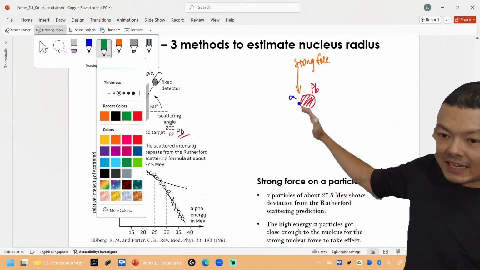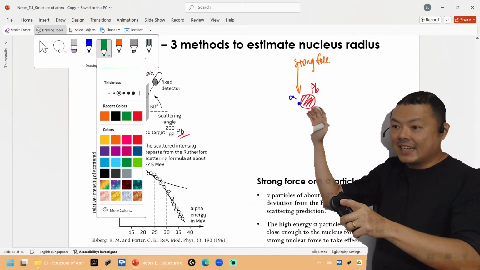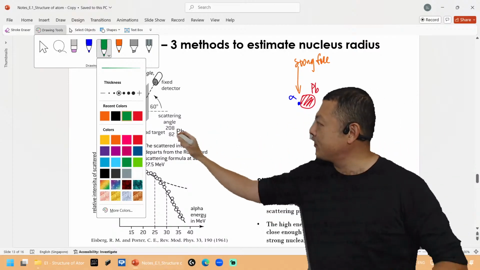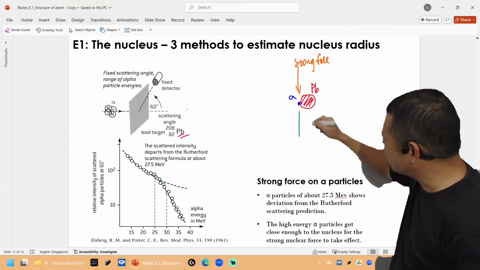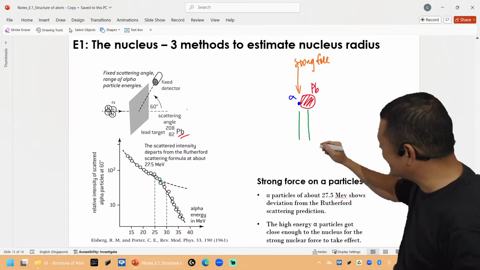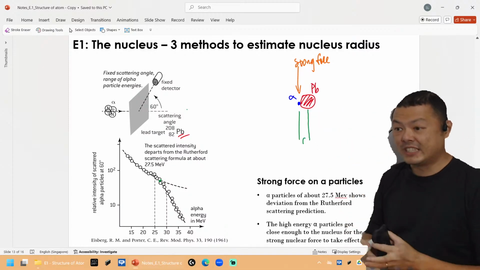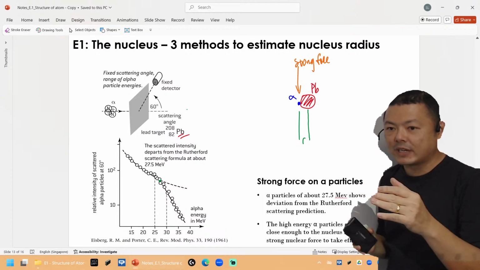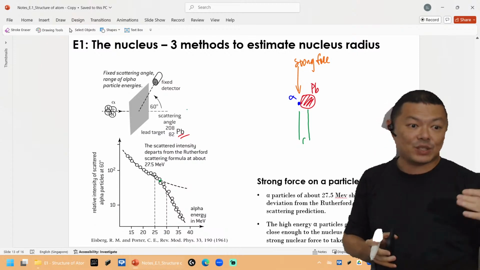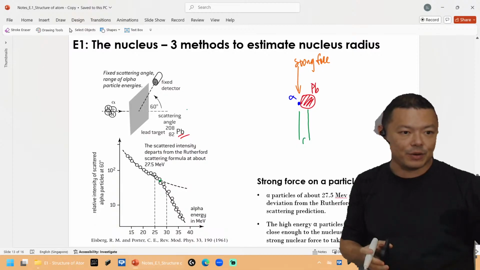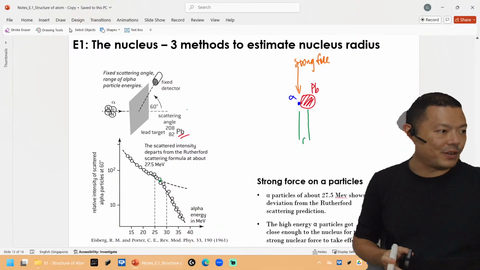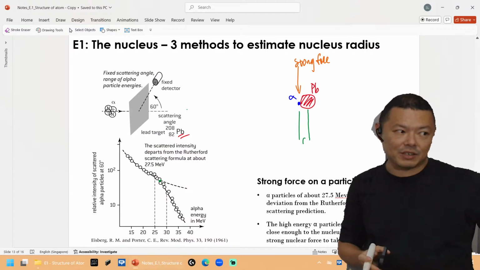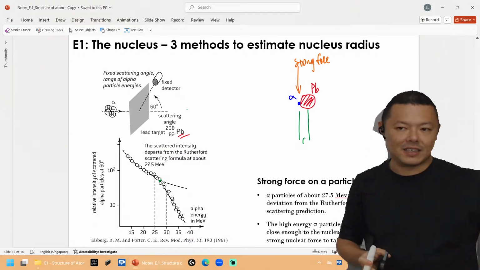After that, you can also use this idea. Because I know the initial KE of the alpha particle, I can use this idea to figure out the distance of closest approach. This time round, we know that it's so close that it touches the surface of the lead nucleus. That's how the strong force is effected. Okay?